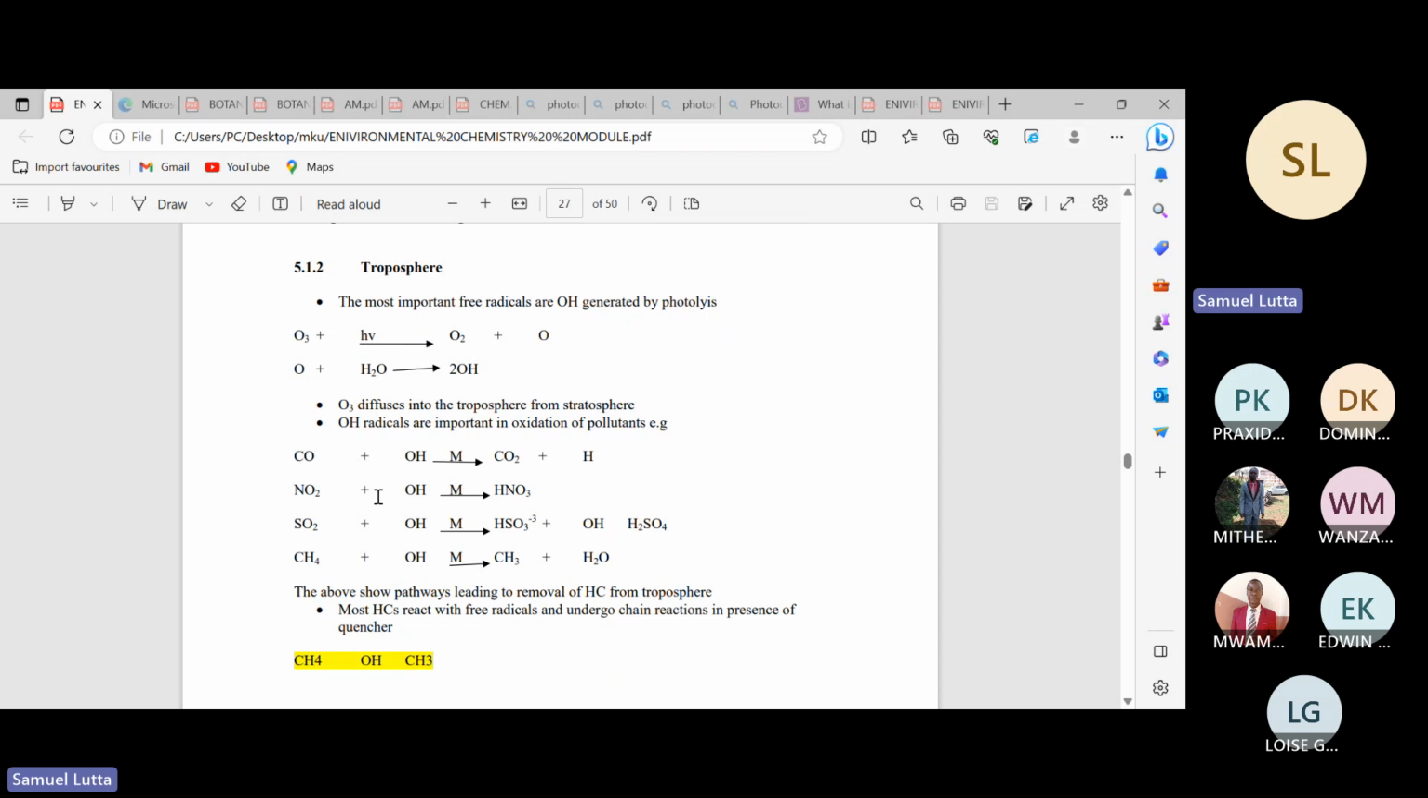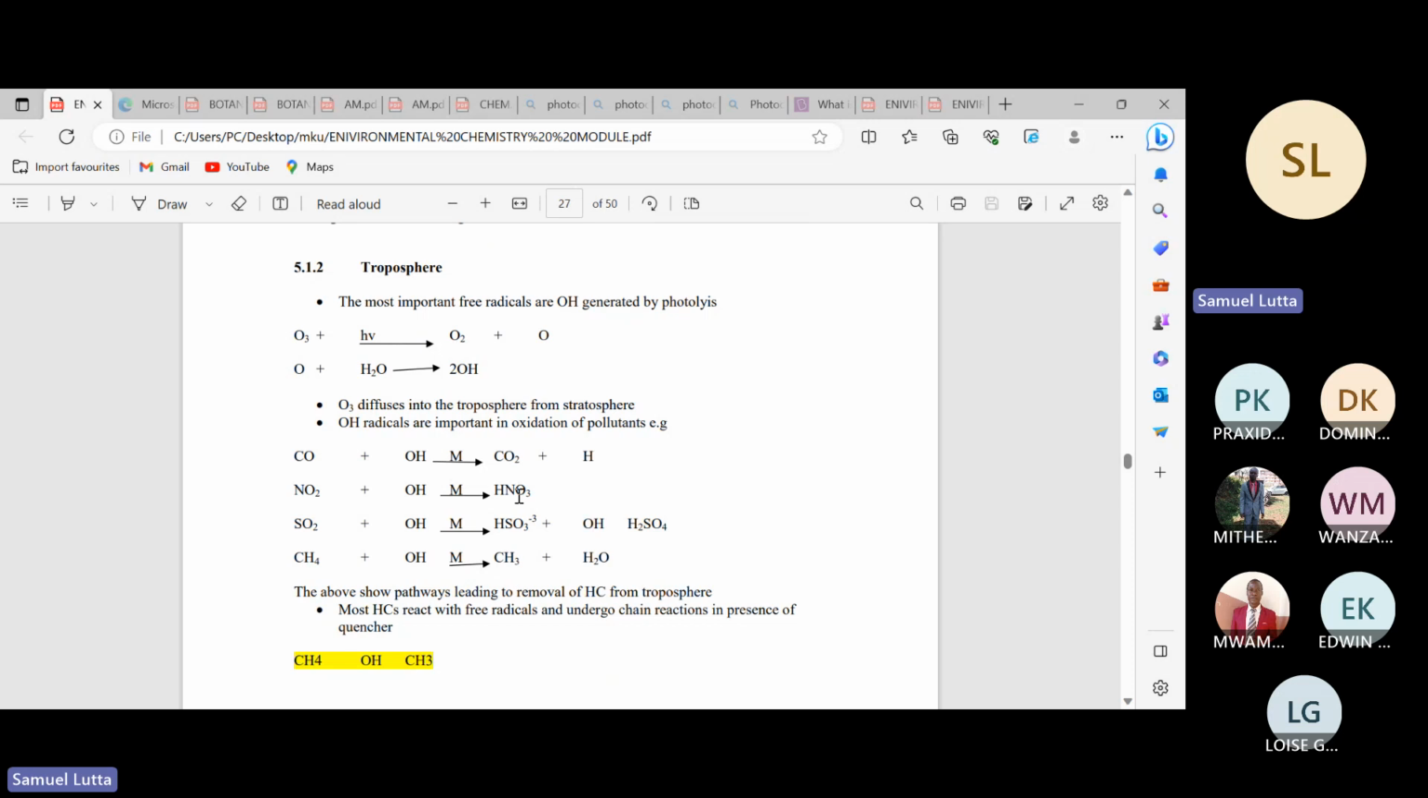So when we have nitrogen dioxide plus OH, it can combine with the hydroxide radical to form nitric acid, and we know nitric acid, when it combines with water, it falls down as acid rain. For sulfur dioxide, again, it can be oxidized by the OH radical to form the sulfate ion. So this one can be oxidized to form the hydrogen sulfide, and this one can be oxidized further with the hydroxide ion to form a sulfuric acid.